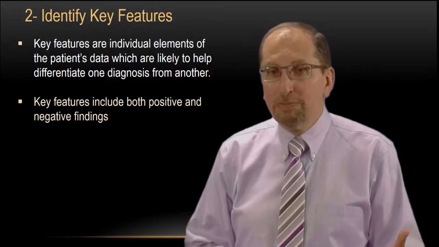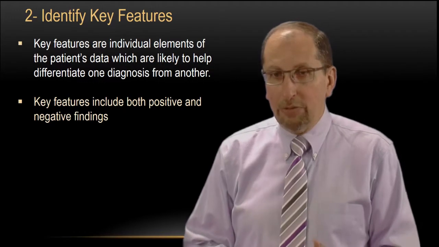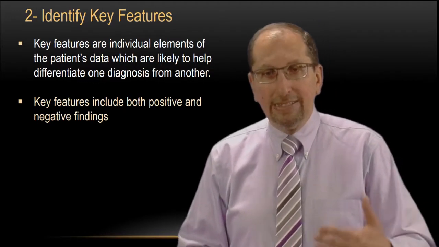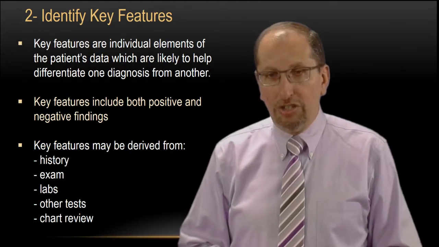While the relation of the pain to the respiratory movements, the relation of pain to breathing, this is going to point to pleurisy. While the relation of pain to exertion, this is going to point to ischemic heart disease. Therefore, the relation of pain to a certain event is going to be the key feature and not the severity. And key features could be positive or negative findings that will help us differentiate. And it should be derived from, as I said, the history, examination, labs, other tests, and chart review.